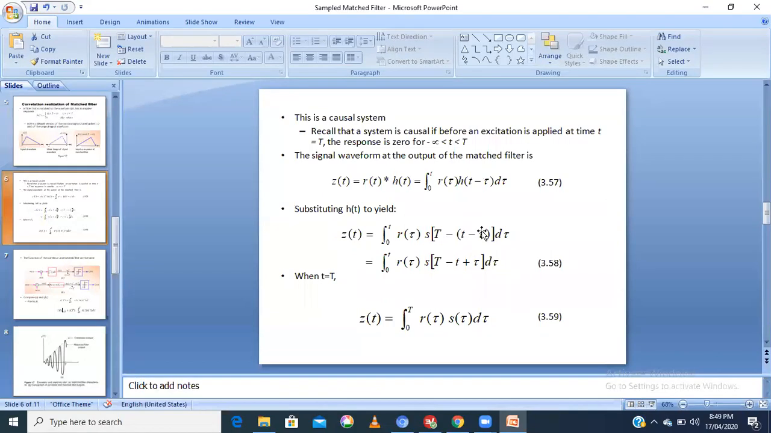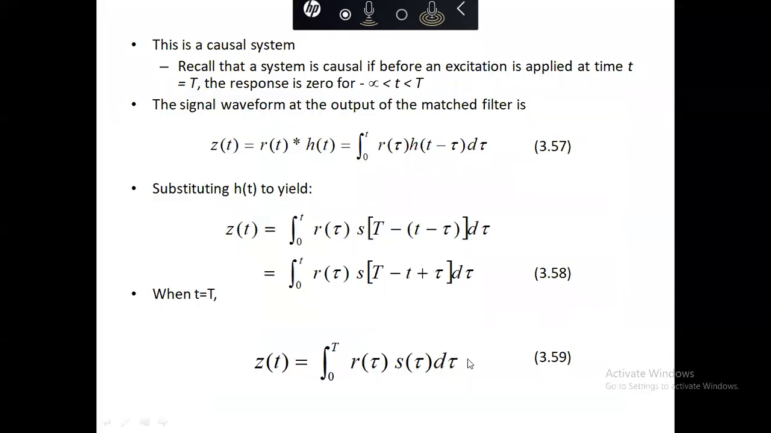So what value of this t will be, because we want to maximize the signal to noise ratio, or we are interested in the value of the signal to noise ratio at the t instant of time. So we will choose this value of t equal to capital T. And if we choose this value as capital T, this T will cancel this T, and we have R of T, S of T is equal to T of tau.